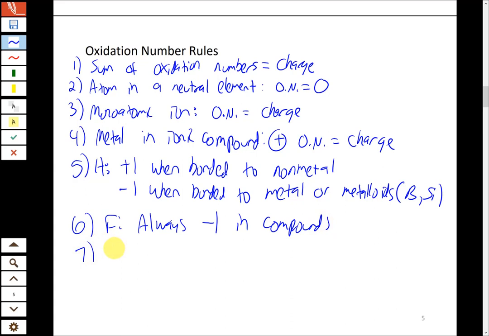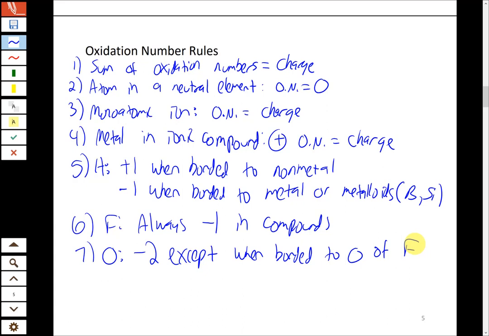And then oxygen is another fairly easy one to deal with. Oxygen is usually -2 whenever it's in a compound. Again, it'll be 0 if it's the element, but if it's in a compound, it's -2, except when it's bonded to itself or fluorine. So there are rare examples of compounds where oxygen will be -1 or even +1, depending on what it's bonded to. If it's bonded to anything but itself or fluorine, it'll be -2, and that's usually the case.